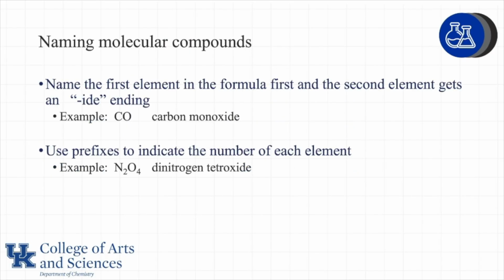Let's talk about a couple of rules that we use when we're naming molecular compounds. The first thing is we name the first element in the formula first, and the second element gets an IDE ending. So if we have carbon and oxygen, CO, we have carbon monoxide. We kept the name of the first element the same, and we'll talk about why it doesn't have a prefix here in just a minute. And then we have mono, the prefix for one, with oxygen, which became oxide, so carbon monoxide. Those prefixes are used to indicate the number of each element. So for N2O4, we have dinitrogen tetroxide, 2 nitrogens and 4 oxygens.